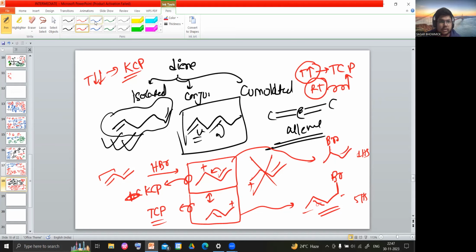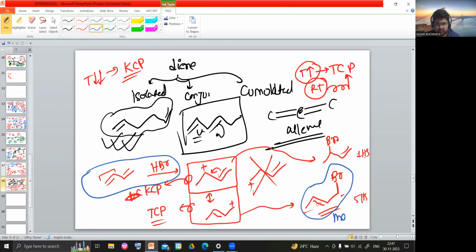So in this question, nothing is mentioned about temperature, right? That means room temperature. So room temperature means thermodynamically controlled product, TCP. After that resonance, this will be our product, and this is going to be the major product.